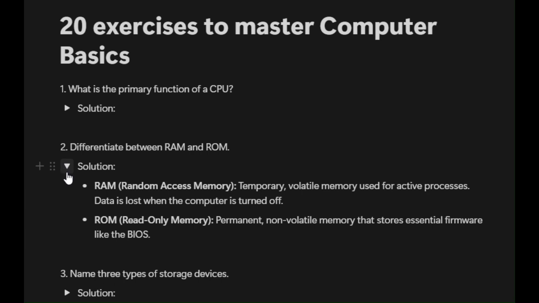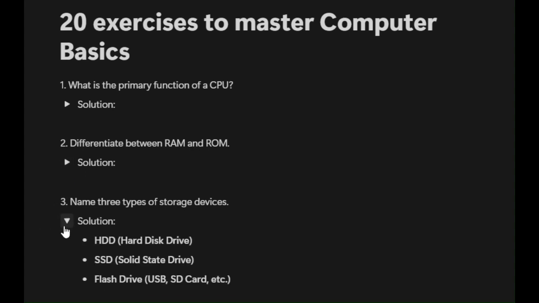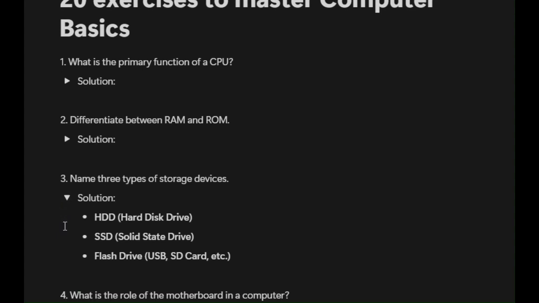Now exercise number 3. Name 3 types of storage devices. We can put our data, for example, on a CD, a flash USB memory, a hard disk, etc. Let's see the solution. The 3 types of storage devices are the HDD or the hard disk drive, the SSD or the solid state drive, and the flash drive like the USB and the SD card.